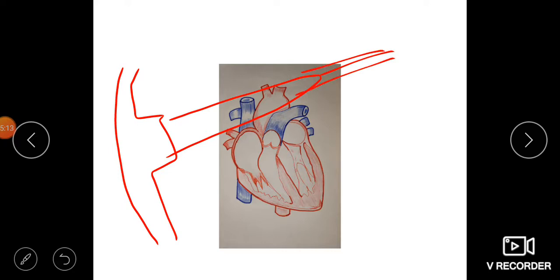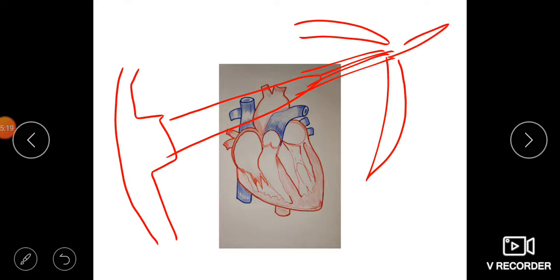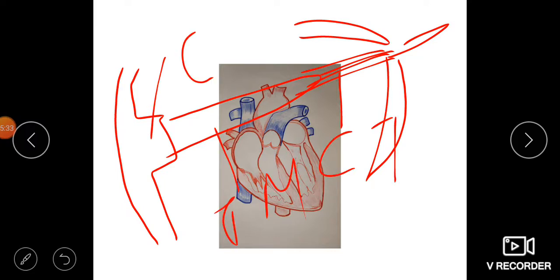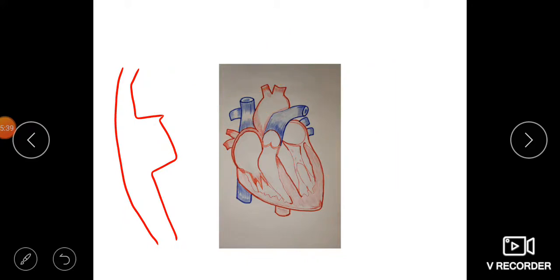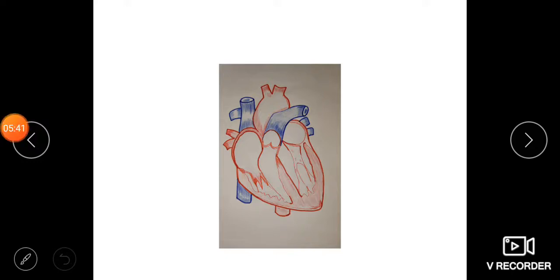From the papillary muscles arise chordae tendineae, which are connected to the valves, the bicuspid and tricuspid valves. The cusps of the bicuspid and tricuspid valves are connected to the wall of the ventricles through chordae tendineae, through papillary muscles, and through columnae carneae. Internal structure of human heart is a very important part.